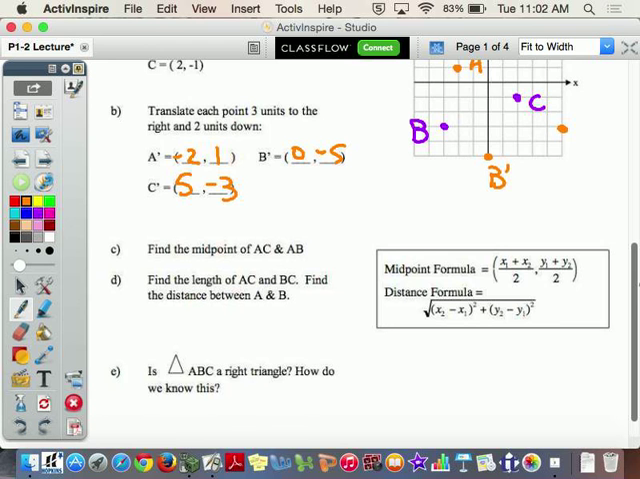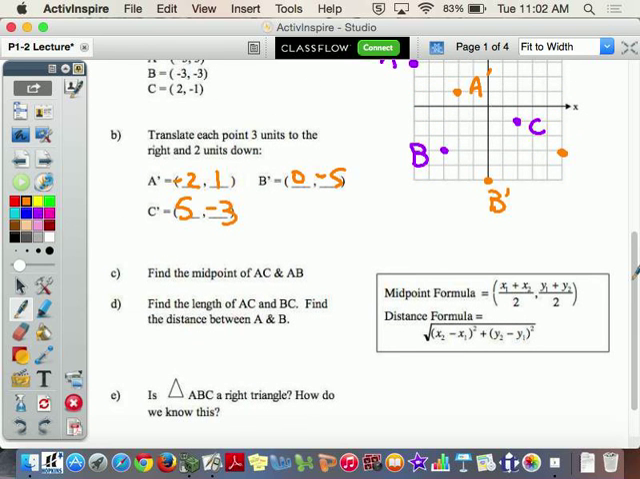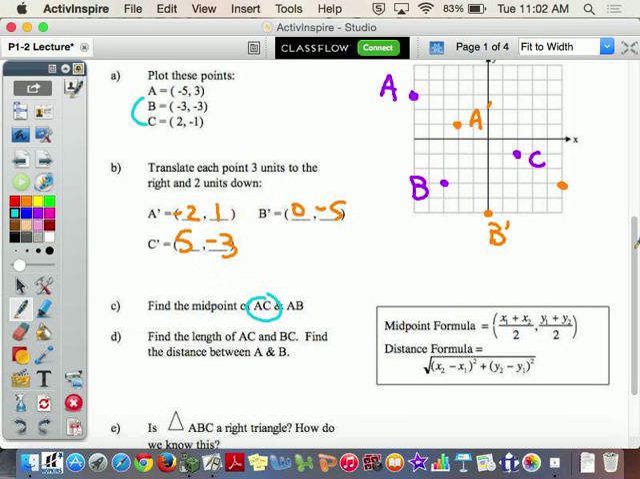So in letter C, let's do the first one. Let's just talk about the midpoint from A to C. Sometimes it's confusing because we have the images right afterwards. So from A to C, I add up the 2 x values. So that's negative 5 plus 2. Chop that in half. Add up the 2 y values, 3 and negative 1. Chop that in half, and then write it as an ordered pair.